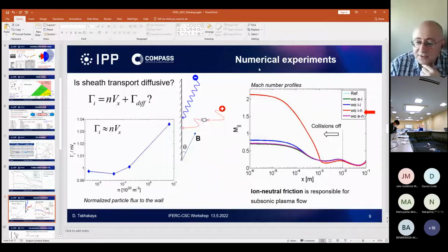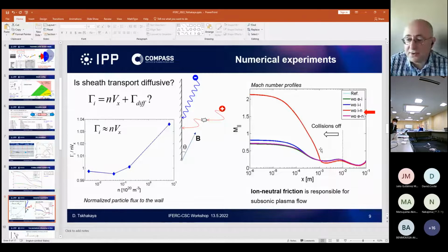And then with another set of experiments, the advantage of the code is that you can switch off different processes, and we started to switch off processes step by step. So we excluded electron-ion collisions, ion-ion collisions, electron-neutral collisions, and found that in none of these cases do we get a Mach number equal to 1. Only if you switched off the ion-neutral collisions, then we got back to the classical sheaths. It means that the real reason for this new property of the sheaths is not Coulomb collisions, but collisions with neutrals.